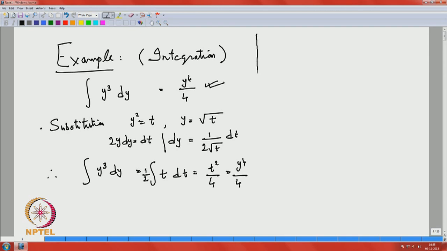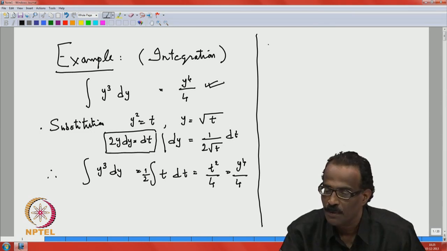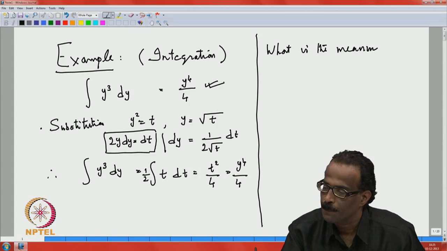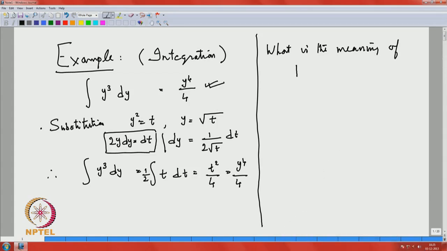So, what is not clear, which I never got an answer to from the BSc or other students when you ask what you mean by this? This is where the first difficulty in understanding comes to you. What is the meaning of dy dt? If you do not know the meaning of that, that is the first step, and most of the time we never get a satisfactory answer to that.